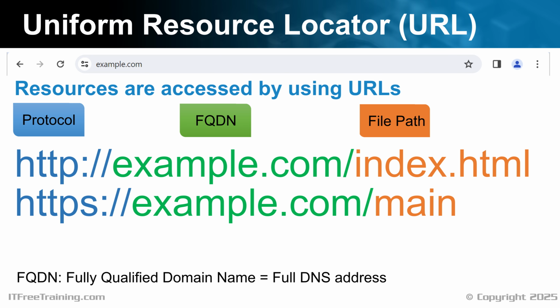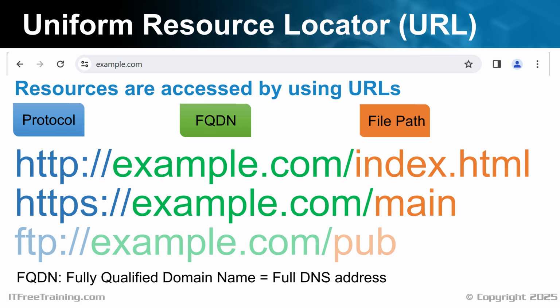FQDN stands for Fully Qualified Domain Name, which is just another way of saying the full DNS, that is the domain name system, address. The last part is the file path, which is optional. If no file path is provided, the web server will default to a particular file, usually a file like index.html. Although the file path resembles a folder structure, it can also be a logical path to instruct the server how to deliver content. For example, if the file path leads to a search query.